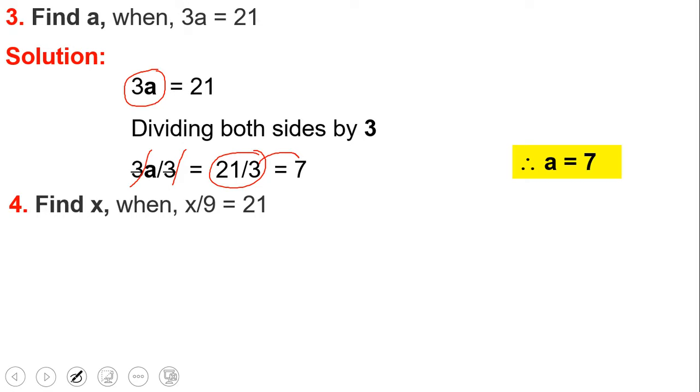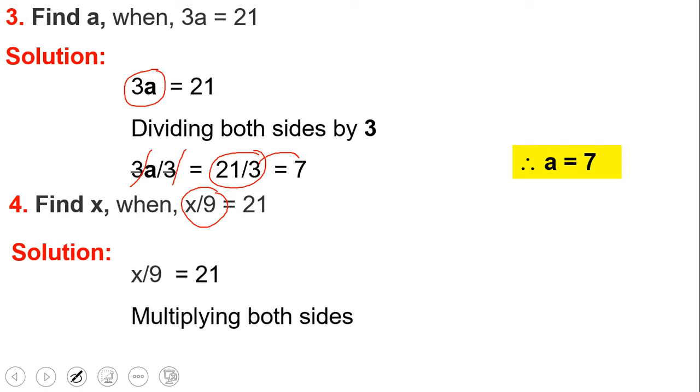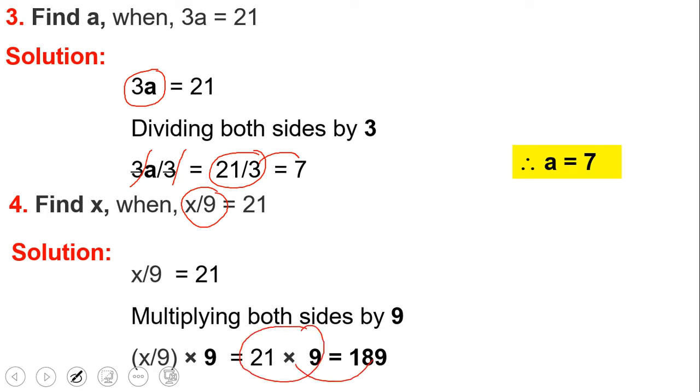Find x when x by 9 is equal to 21. Here 9 divides x, and therefore we have to multiply both sides by 9. Multiplying both sides by 9, you will get x by 9 into 9 is equal to 21 into 9. 21 into 9 is equal to 189. And here the 9 gets cancelled. So x is equal to 189. That is the final answer. Is that clear?